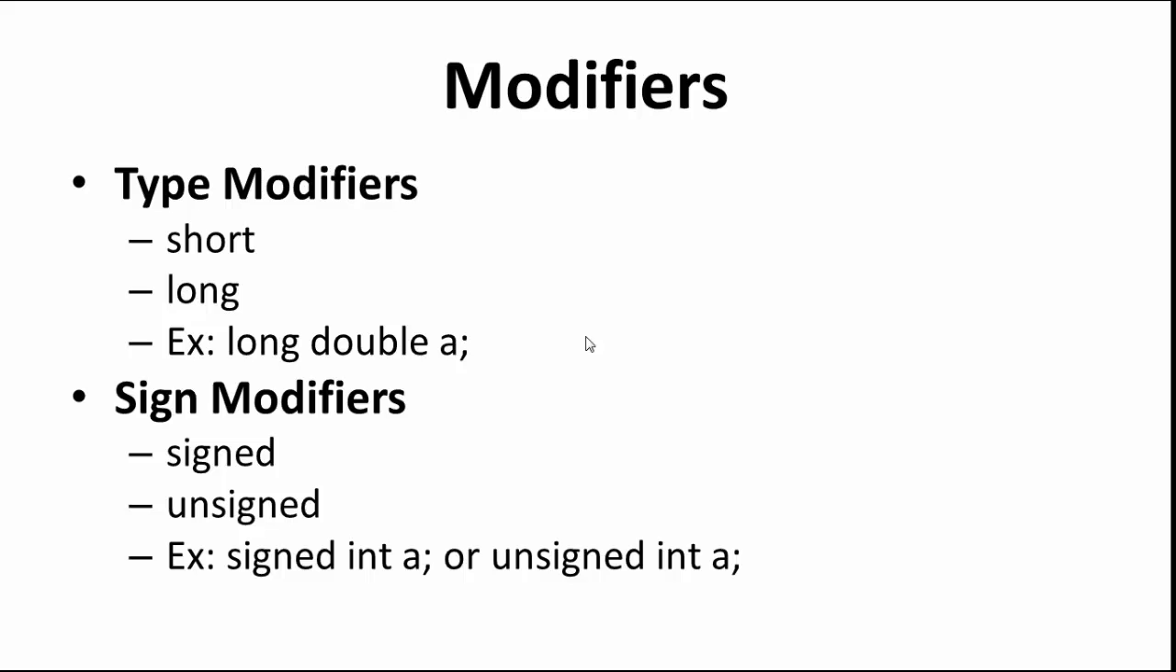In the same way, we can use unsigned. For example, unsigned int a. That means variable a can have only unsigned values or positive values that are greater than 0.